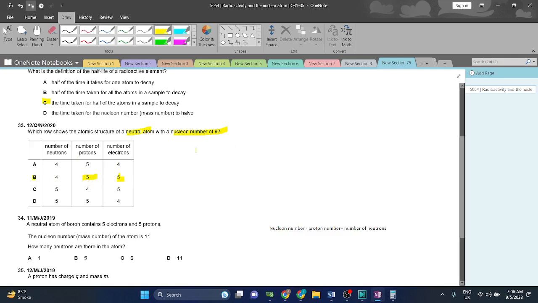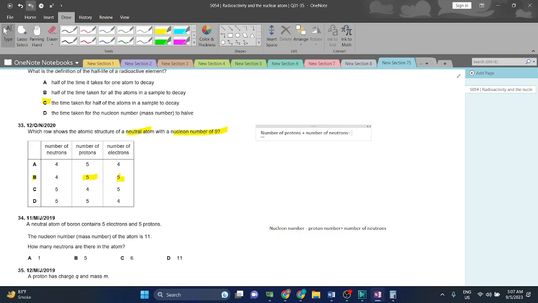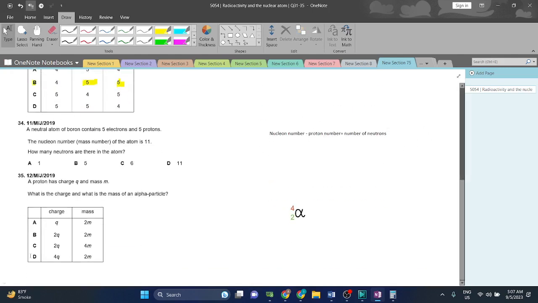But we have to also consider one other thing, that the nucleon number of 9 should be present. So nucleon number is equal to the number of protons plus the number of neutrons. So yeah, if we add these two values, will we get 9? Of course we will. 4 plus 5 is equal to 9. So yeah, let's move on.